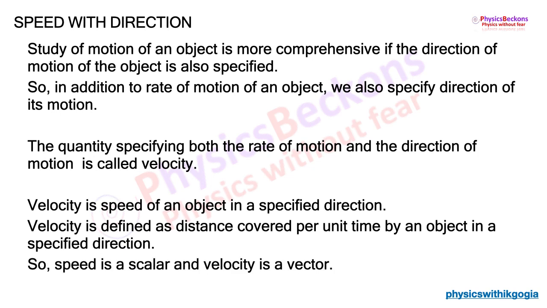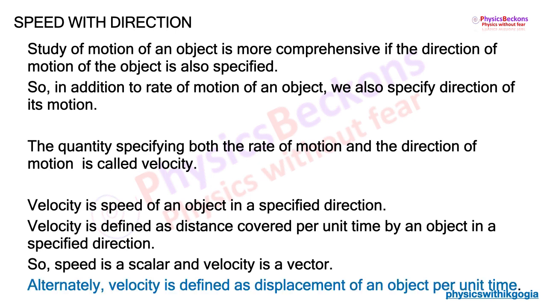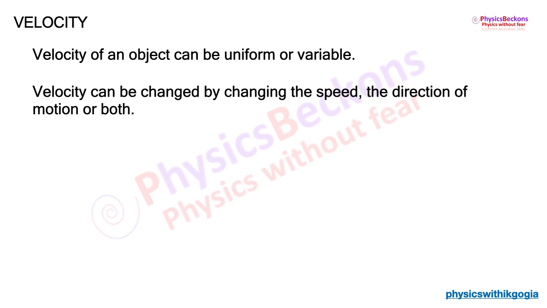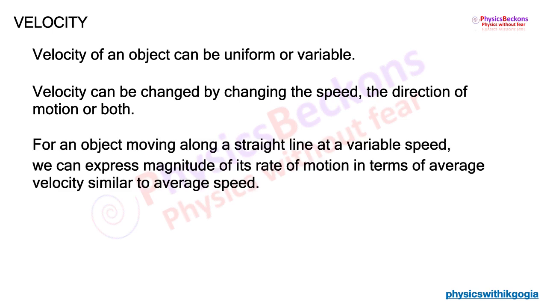Speed, therefore, is a scalar, and in contrast, velocity is a vector quantity. Alternately, we can also define velocity as the displacement of an object per unit time. Velocity of an object can be uniform, that is constant, or variable. Velocity, being a vector quantity, has both magnitude and direction. So, we can change velocity by changing the speed or direction or both.